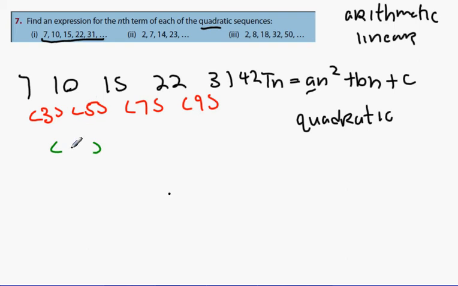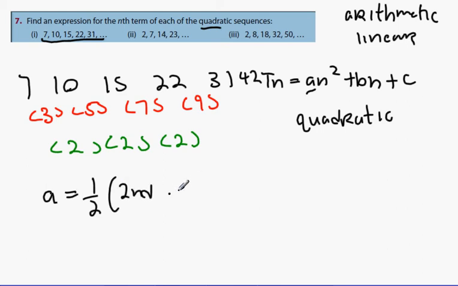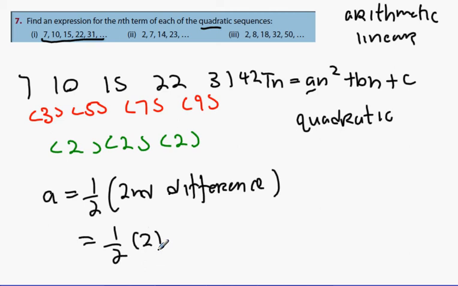So what's 5 minus 3? 2. 7 minus 5? 2. 9 minus 7? 2. 2, 2, 2. 2 is the value of the second difference. Your a value is always half the value of the second difference. Can anybody in class tell me our a value then? 1. It's going to be a half times 2, which equals 1.